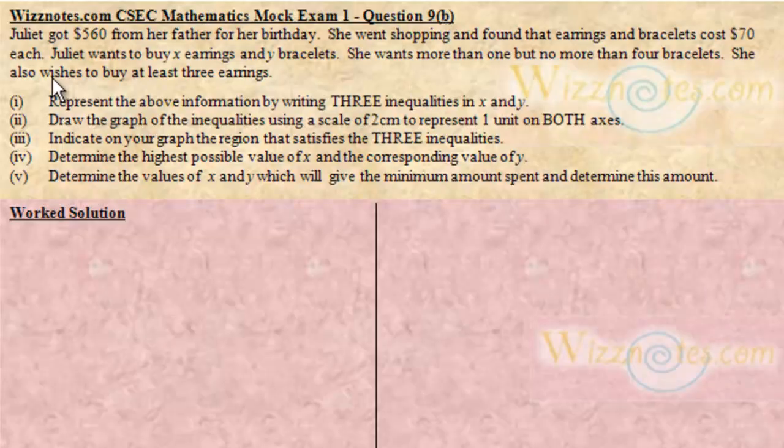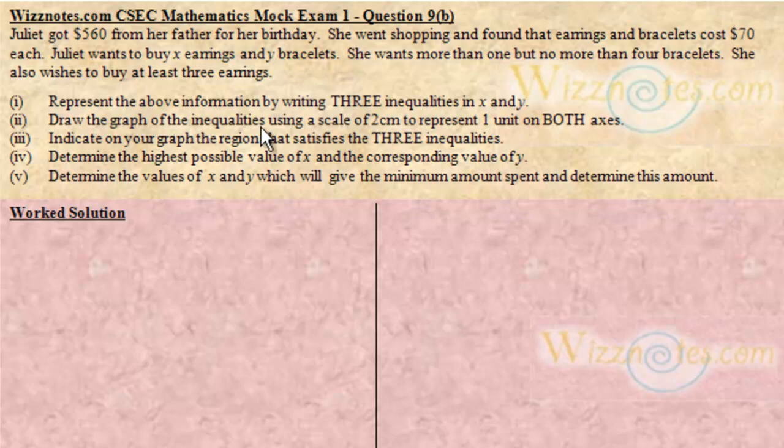Question 9b says Juliet got $560 from her father for her birthday. She went shopping and found that earrings and bracelets cost $70 each. Juliet wants to buy X earrings and Y bracelets. She wants more than one, but no more than 4 bracelets. She also wishes to buy at least 3 earrings. First, we have to represent the above information by writing 3 inequalities in X and Y.